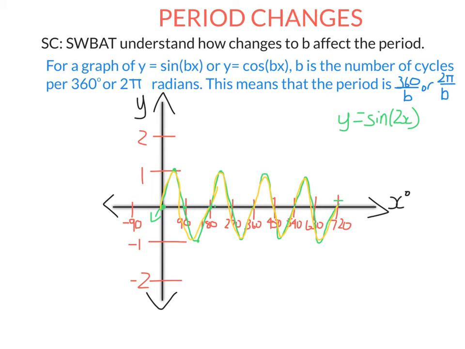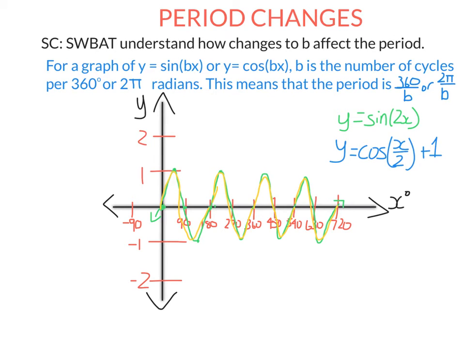Okay, so note here, sine of 2x still lives between minus 1 and 1. We haven't changed the amplitude, it's still 1. We also haven't changed the mean position, so we haven't shifted it up or down. So that is the graph of y equals sine 2x.